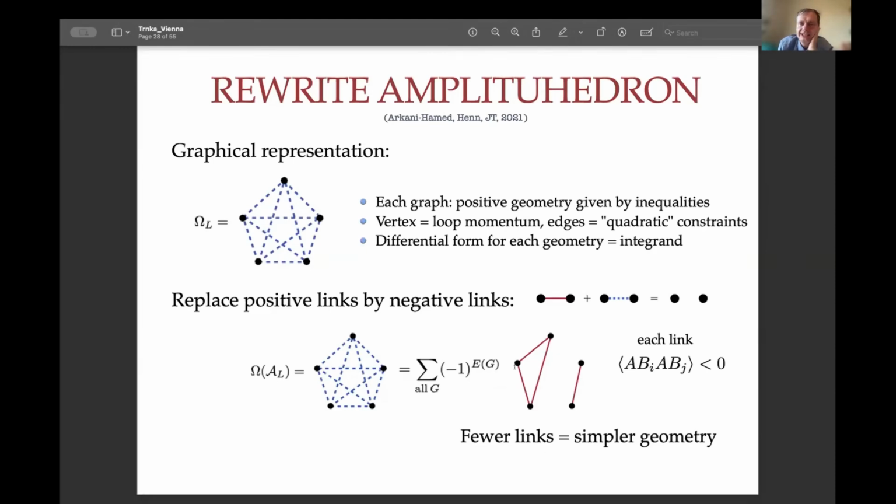Now, obviously, if we have fewer links, this would be a simpler geometry. In particular, if there are no links at all, which is also a part of this sum, this is a very simple geometry of 5 lines which just don't interact with each other. There is no single quadratic inequality. And the canonical form for that should be just the canonical form for the one loop 4-point amplituhedron to the 5th, or 5 copies of the same thing.